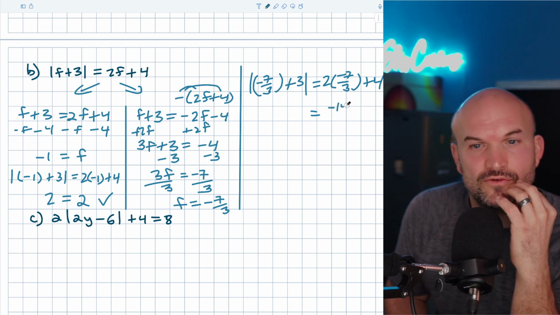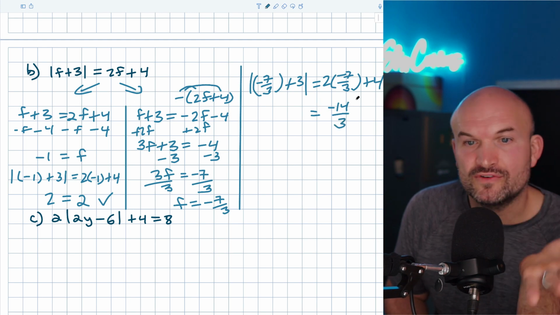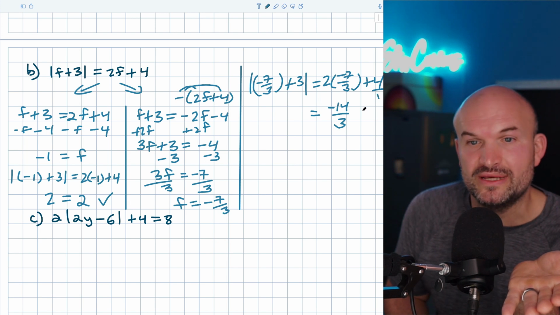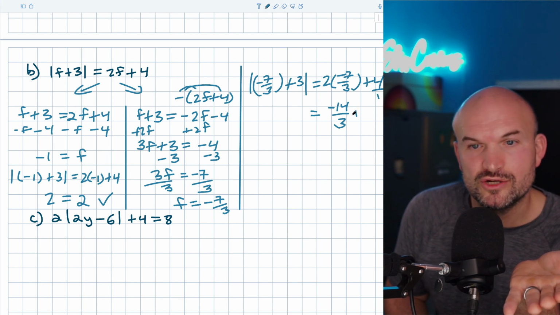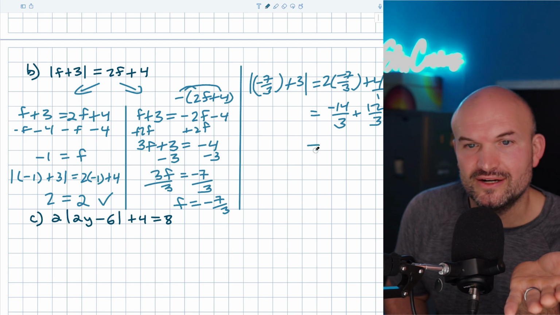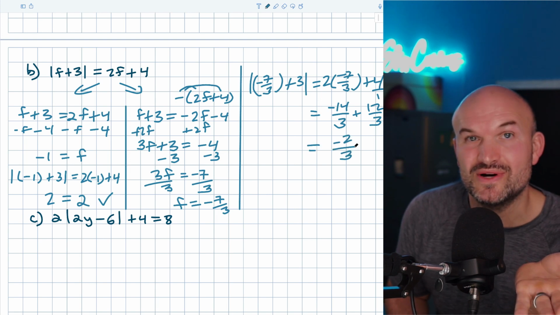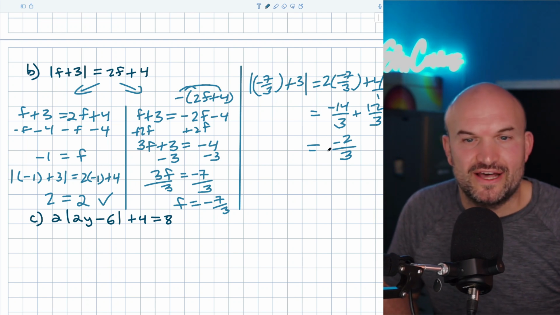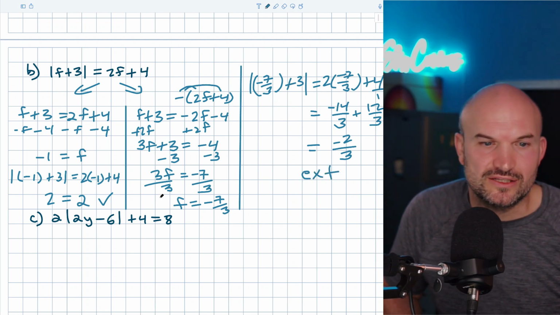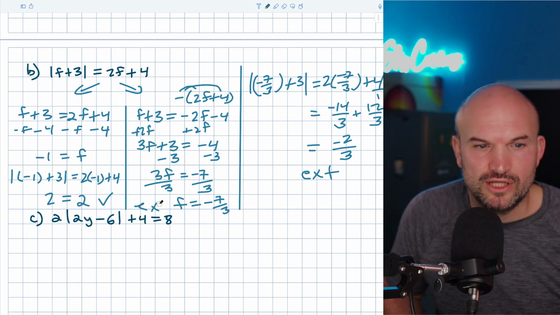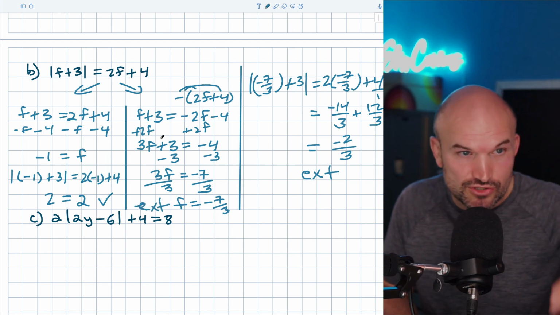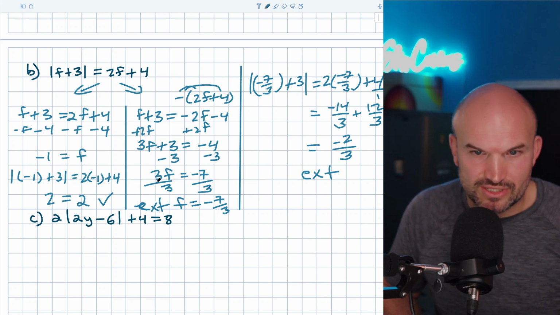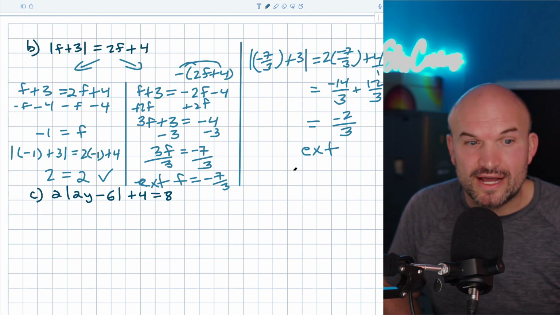So what I have is negative 14 over 3. And then over here, if I rewrite 4 as 4 over 1 and put it with the denominator 3, that'd be 12 over 3. So plus 12 over 3. Now look over here, guys. See what happens: negative 2 over 3. I was right. No matter what you plug in for the absolute value, you're never going to get a negative value. So therefore, this is an extraneous solution. Therefore, the only solution to this equation is when f is equal to negative 1. So that's extraneous, so look out for that.